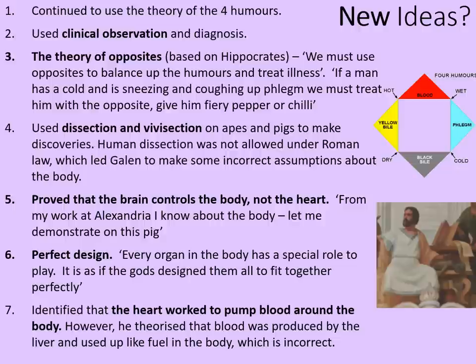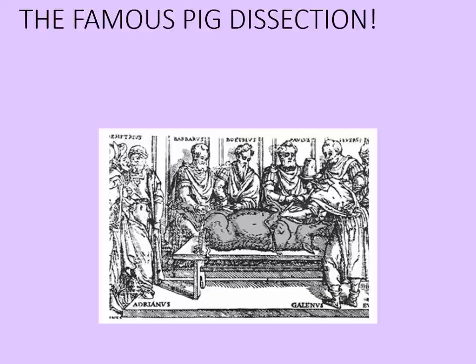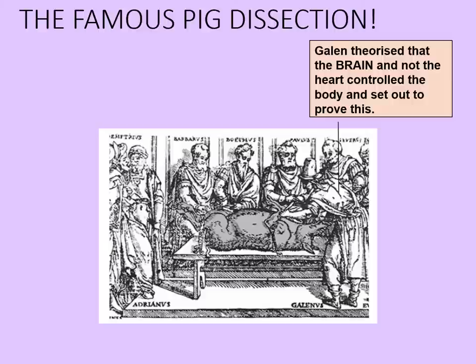I mentioned earlier the pig dissection. This is what he used to demonstrate that the brain controls the body through the nerves. Let's have a deeper dive into this and see what it involved. Here's a later engraving from the Renaissance period showing Galen performing the pig dissection, by which he demonstrated the idea that the brain controls the body. So Galen theorised that the brain and not the heart controlled the body and set out to prove this. Here's how he did it.